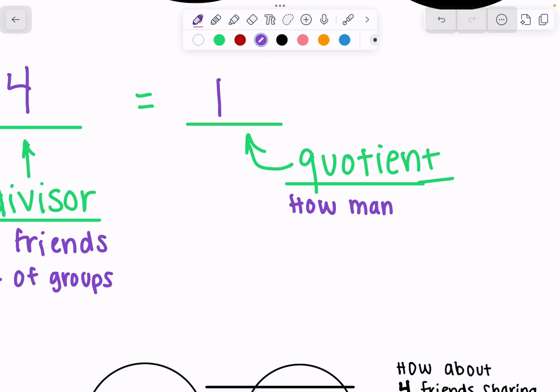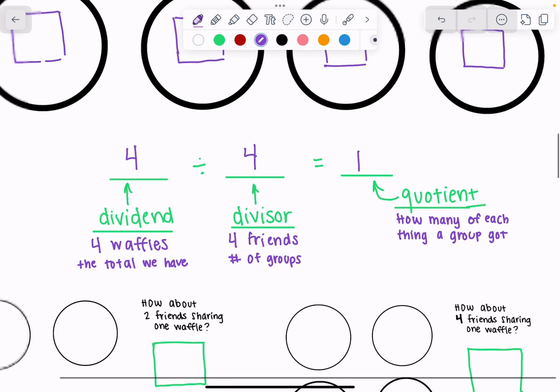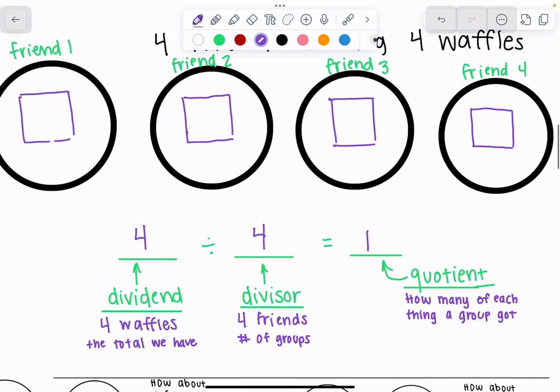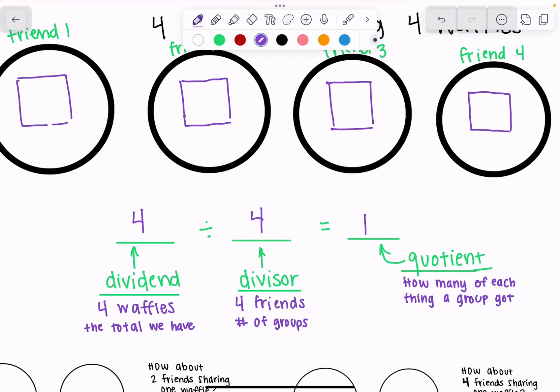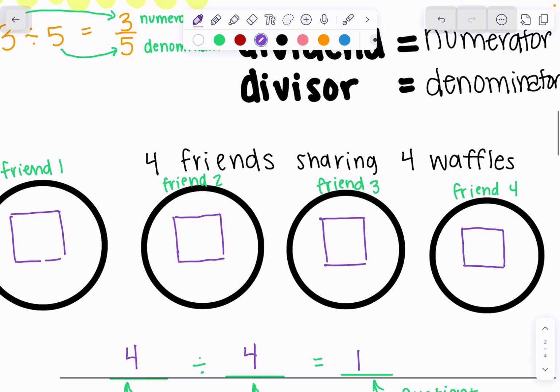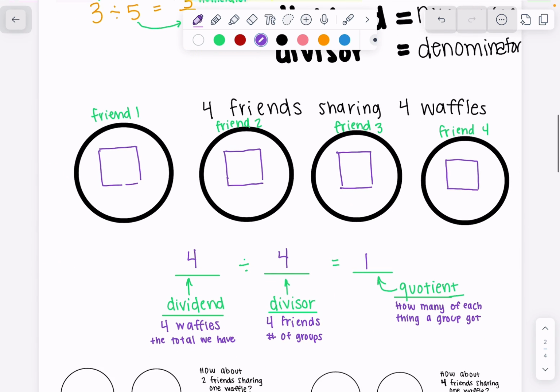So how many of each thing a group got, or in this case, how many waffles each friend received, okay? But the quotient here, and in the sense of a fraction, right, it's your quotient or your end number is going to be how much of each thing did each group get. And that's going to become pretty apparent. If that was confusing how I said that, it's going to become pretty apparent later on, okay?